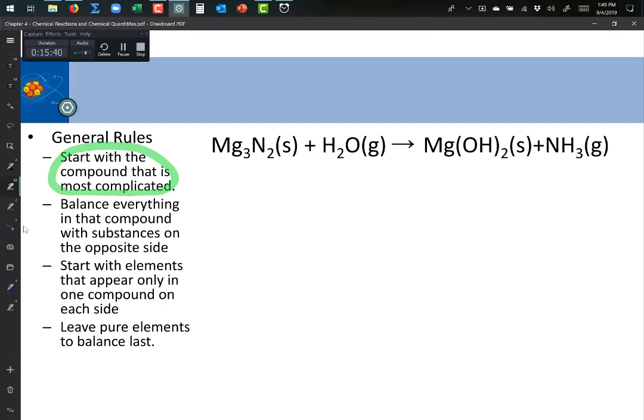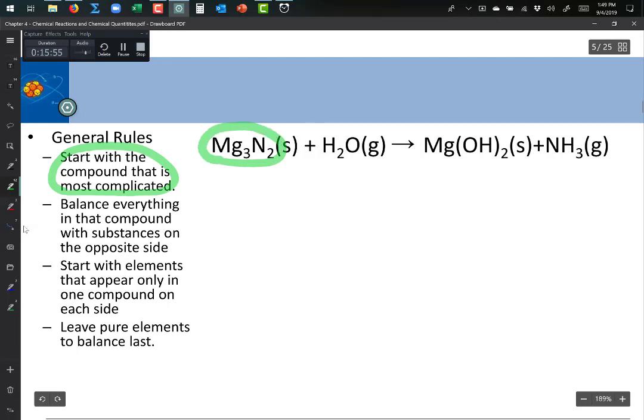Okay. So what I'm going to say is the most complicated thing is probably the Mg3N2 because it has like 5 different things in it. So that's what I'll start with. And then what I'm going to do is I'm going to balance everything on the other side of the reaction that's in this compound. So everything that's in Mg3N2, magnesium nitride, I'm going to balance those elements on the right-hand side. Okay, so balancing means you have the same number.